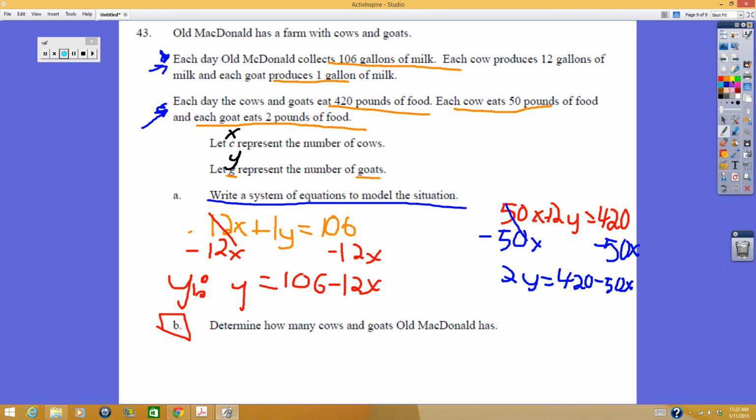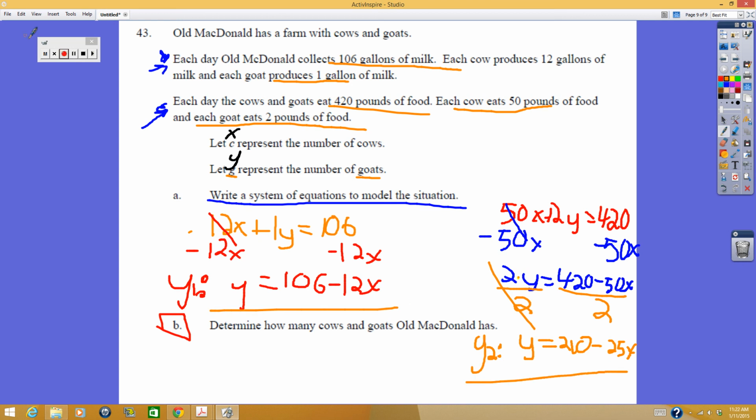And the last step is to get rid of this 2. We know that there's multiplication hiding in there, right? So to get rid of it, you would do the inverse, which is division. Bam. So for the second equation that you put in y2, y would equal 210 minus 25x. Okay? So put that into y1, put that into y2.